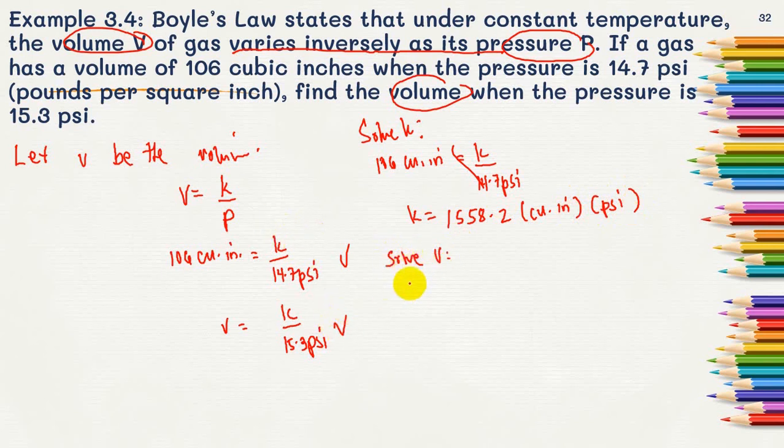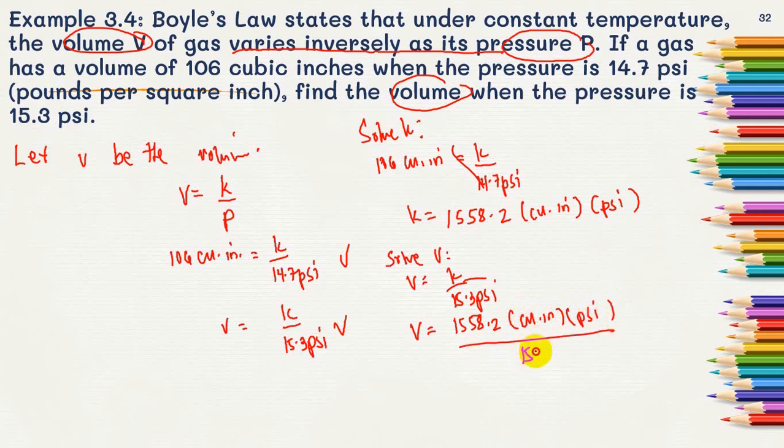Using the second equation, V equals K over 15.3 psi. Substitute the values. V equals 1,558.2 cubic inches psi over 15.3 psi. Cancel psi, then divide. So what is 1,558.2 divided by 15.3? So it will be equal to approximately 101.84 cubic inches. So that will be our answer.